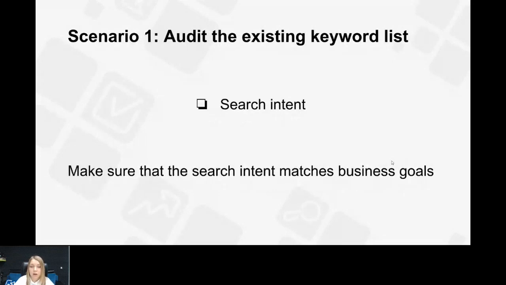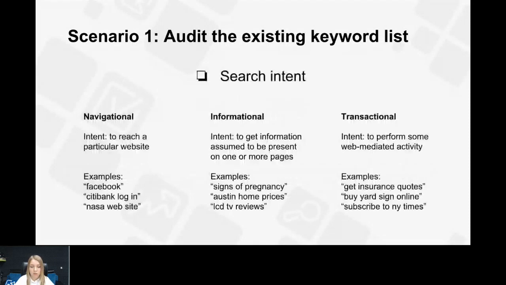Search intent. Make sure that the search intent matches business goals. As you know, there are three main types of search intent: navigational, with the intent to reach a particular website; informational, with the intent to get information assumed to be present on one or more pages; and transactional, with the intent to perform some web-mediated activity.